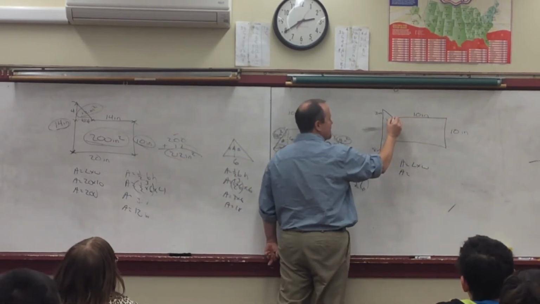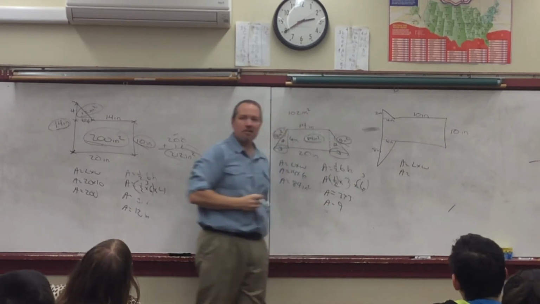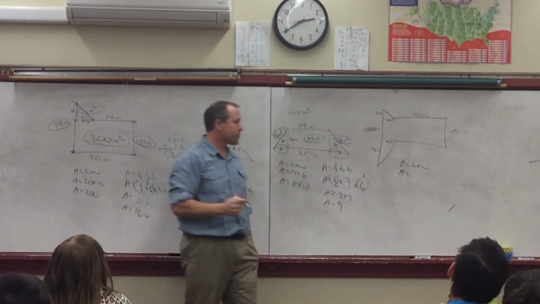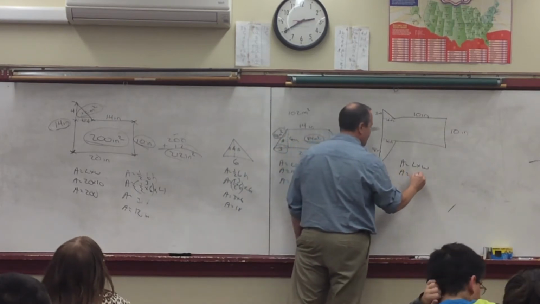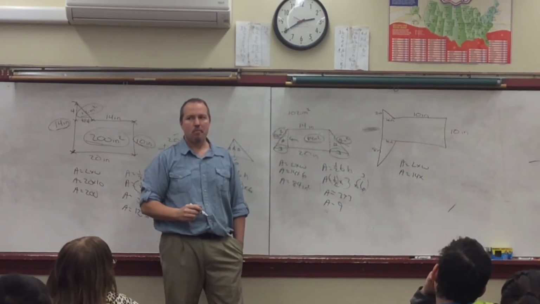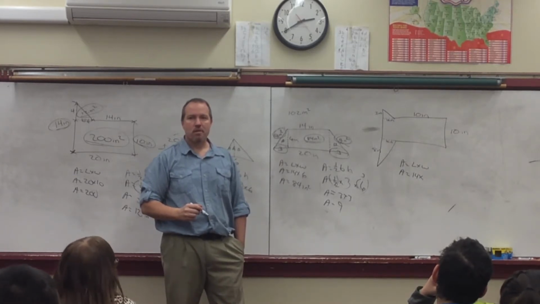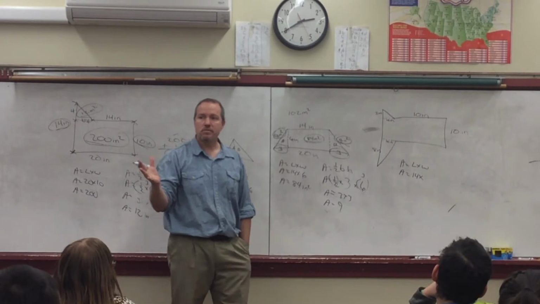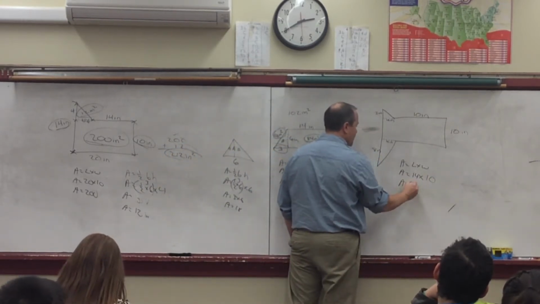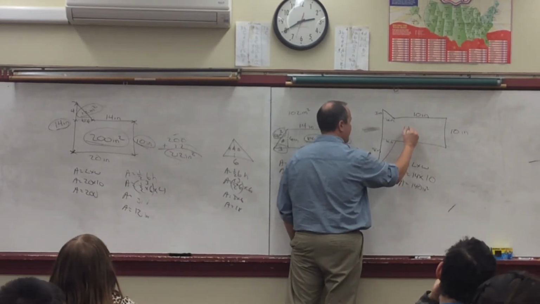From here to here is 10. And then from here to here is 4. Make sense? So the length is 14. My width is 10. So 14 times 10 is 140 inches squared. So our rectangle has that.